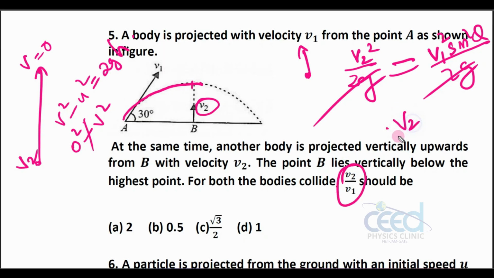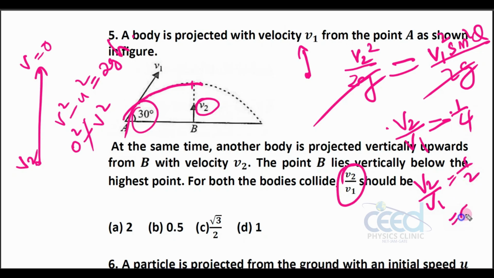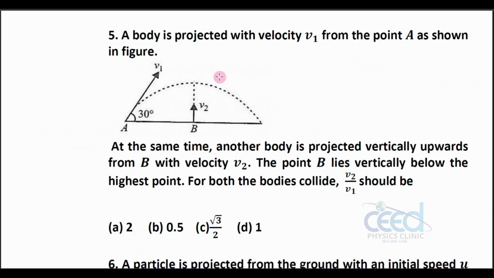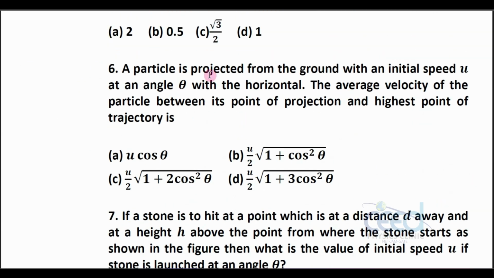Then 2g cancels, and we need v2 by v1, so v2 by v1 is equal to sine square theta. Theta is 30 they gave, so sine square 30, sine 30 is 1 by 2, 1 by 2 square is 1 by 4, then v2 by v1 is equal to 1 by 2, that is 0.5. Then option B is correct. All right. Now let us go to another question.